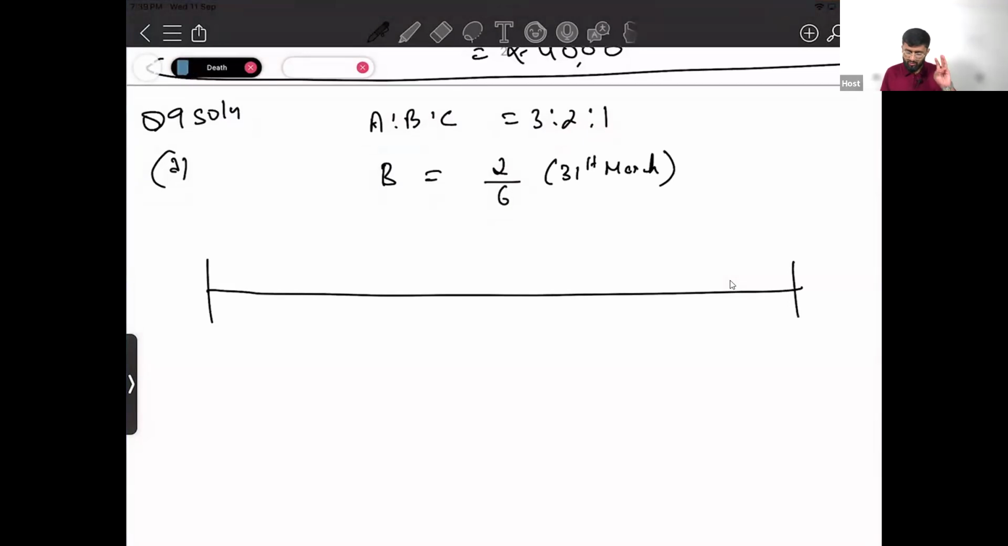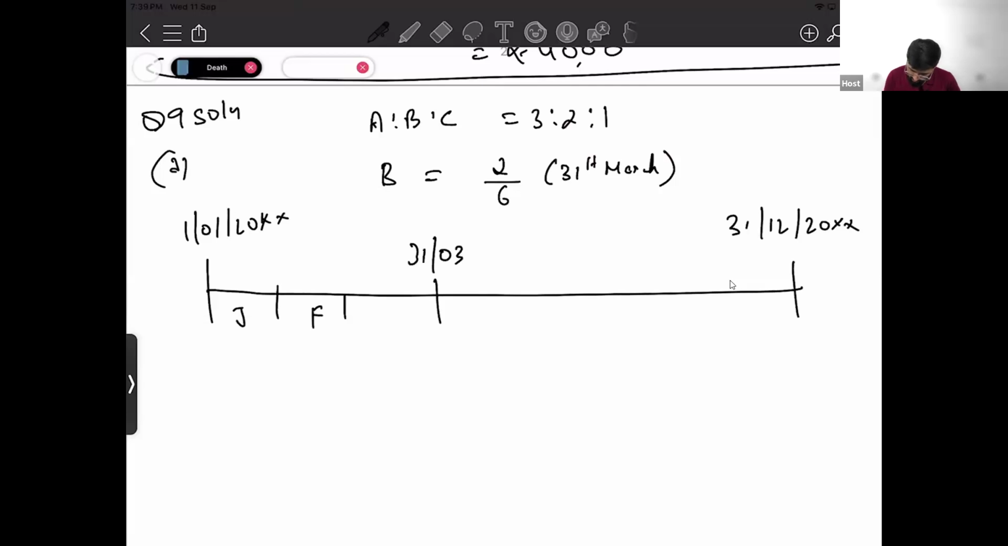Very simple. January 1, 2000 to 31st December 2000. So he lived for January, February, March during the current year. So he died on 31st March. So January, February, and March. So we have to calculate his share of profit for the current year for 3 months.